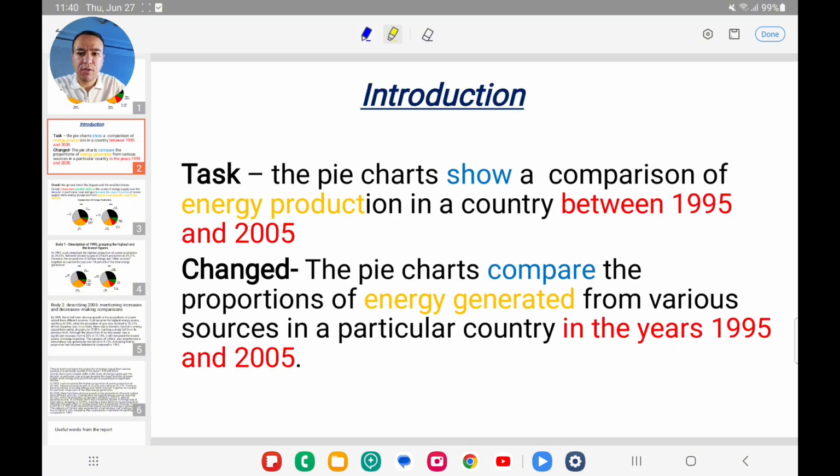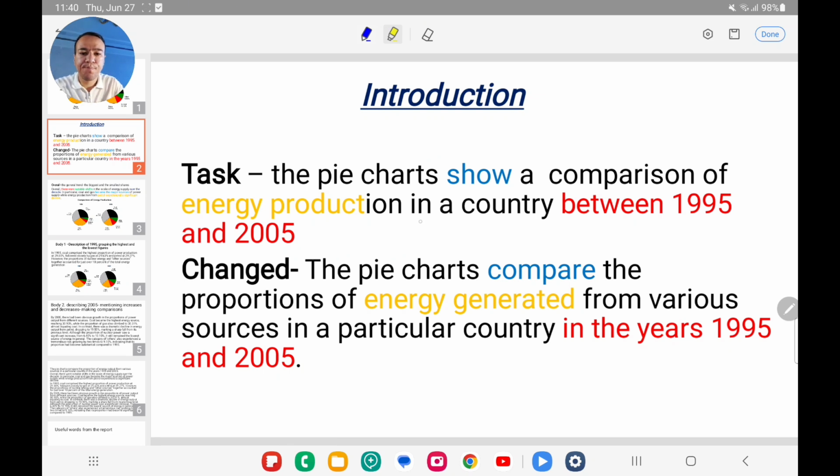So here we have introduction. So task says the pie chart show a comparison of energy production in a country between 1995 and 2005. Changed version, so I wrote the pie chart compare the various proportion of energy generated from various sources in a particular country in the years 1995 and 2005.